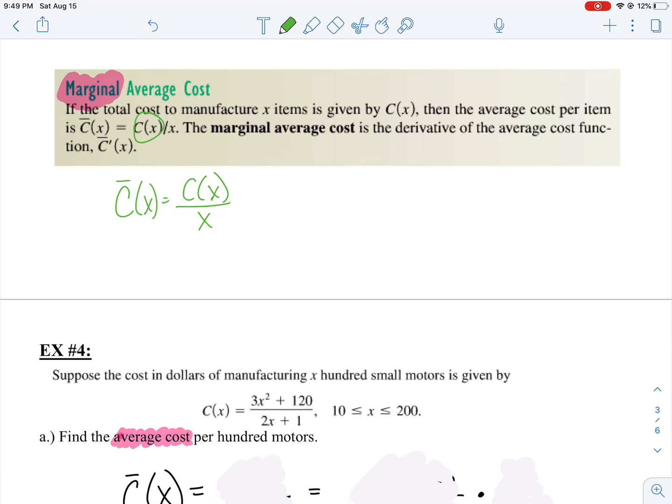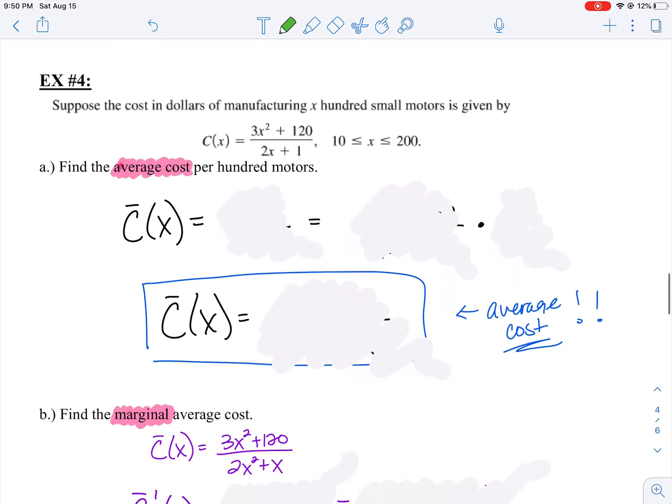They symbolize that with kind of a little bar over the top. So if this is our average cost, adding them all up and dividing by however many there are, then how do we find the marginal average cost? Well, we take the derivative. And remember, how do we take the derivative if we have a function on top and a function on bottom? Well, we have to do our quotient rule, right? So that's what we're going to do. We're going to apply this by taking the derivative of our average cost, our marginal average cost.